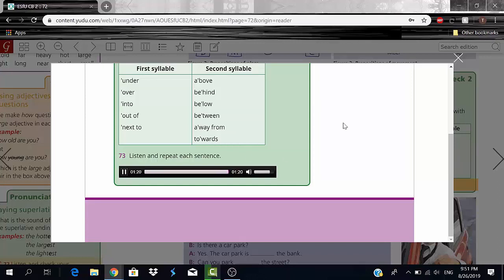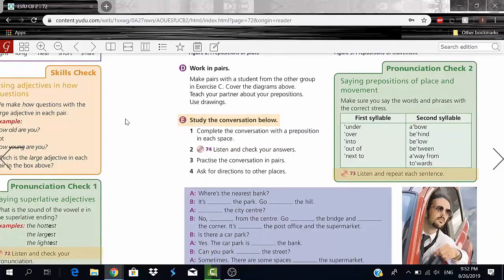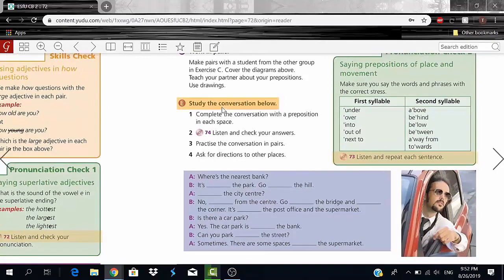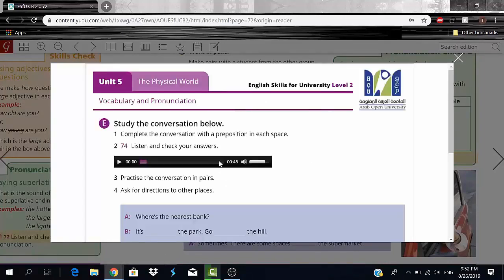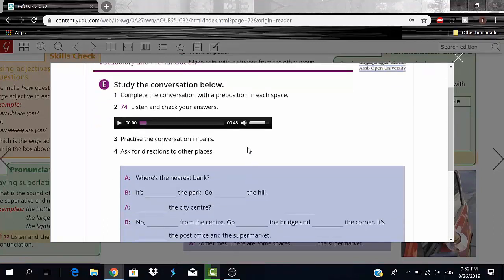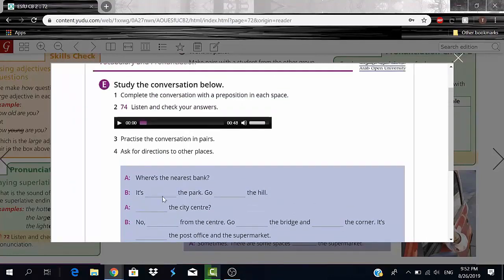Okay, you guys, so now let's move on. Now that we got these prepositions out of the way, we're gonna study a conversation below. Okay, so here we have a conversation between two people. And we're gonna listen and then check our answers, right? So we're gonna add prepositions here, and then as we go, we'll write them down. So first, I'm gonna let it play. I'm gonna also be writing the prepositions as we go, and then I'll be reading it for you guys. Okay, so here, have a listen.